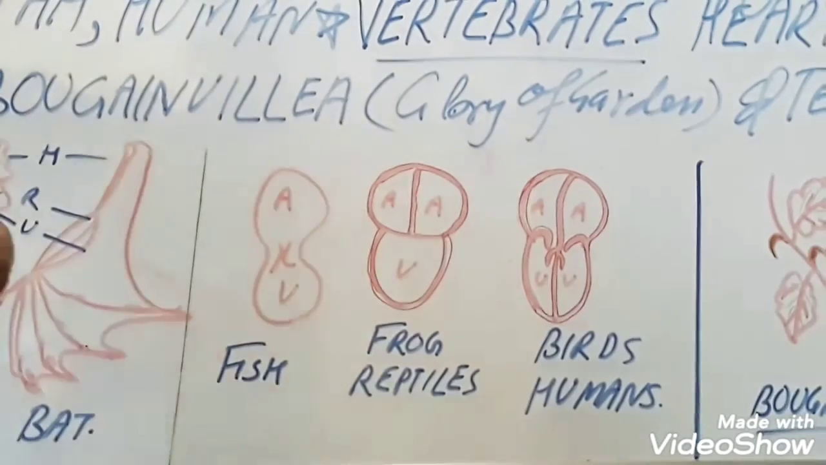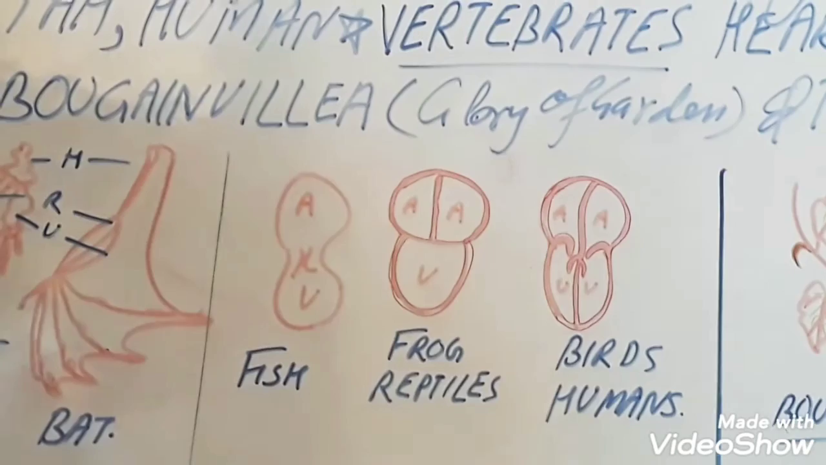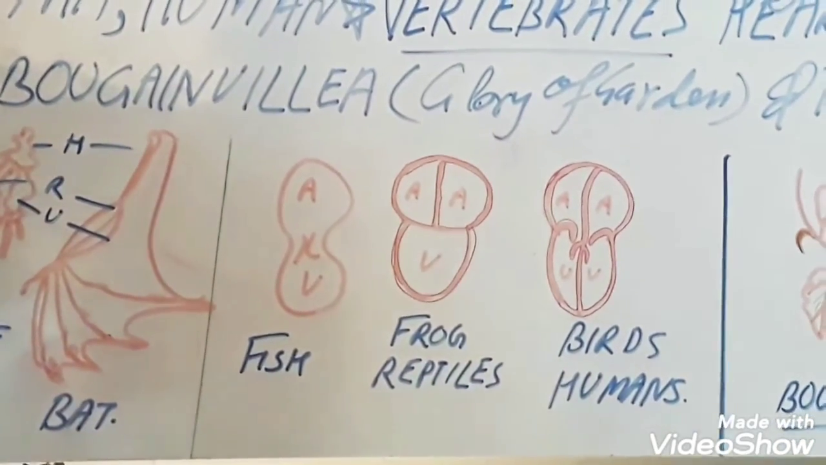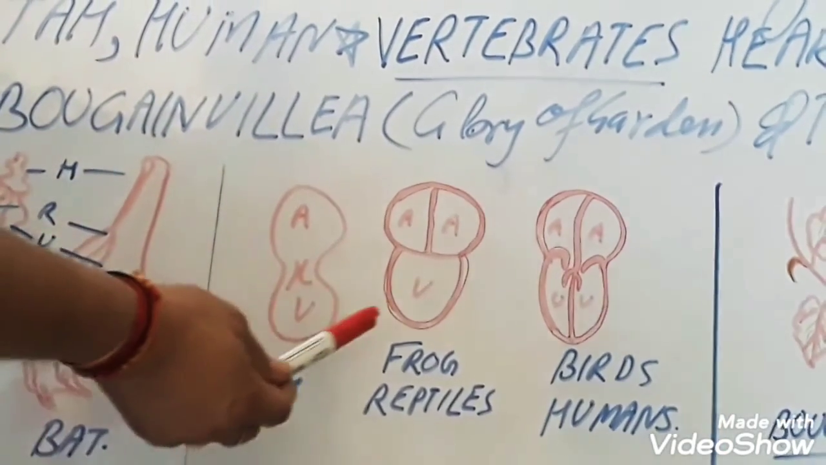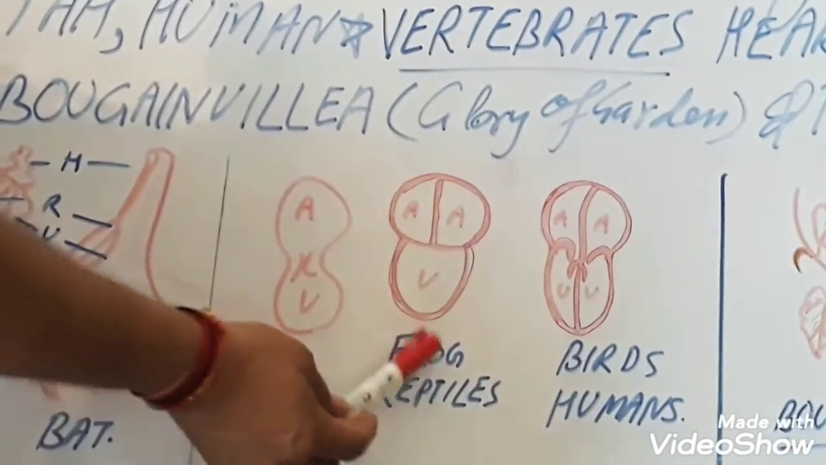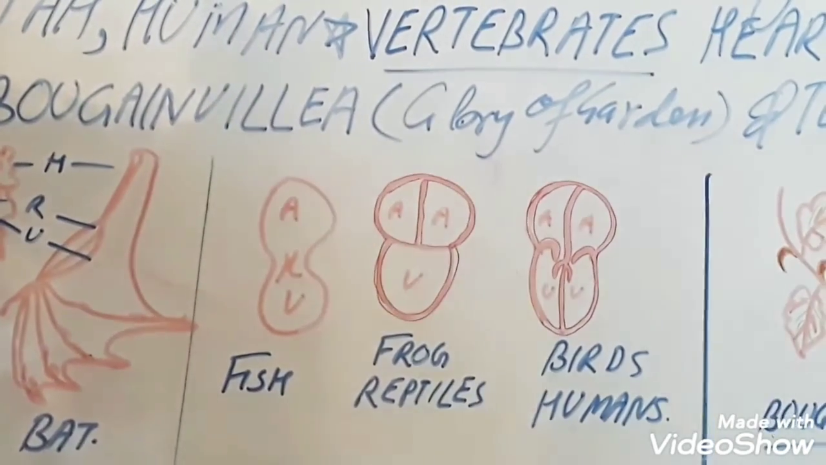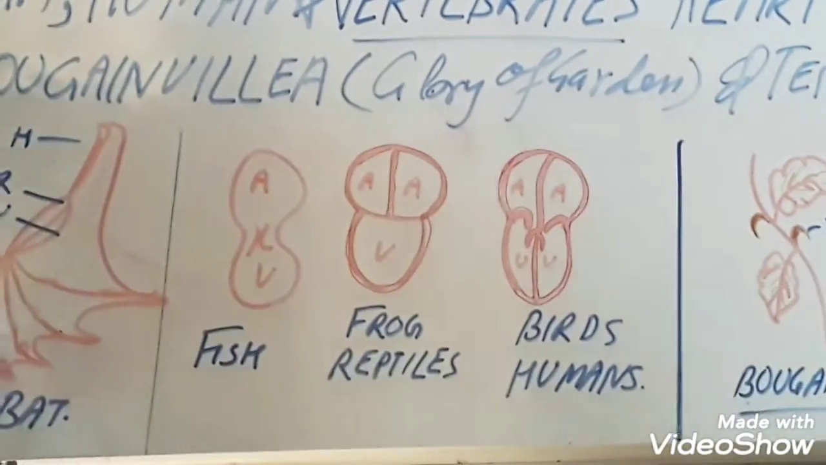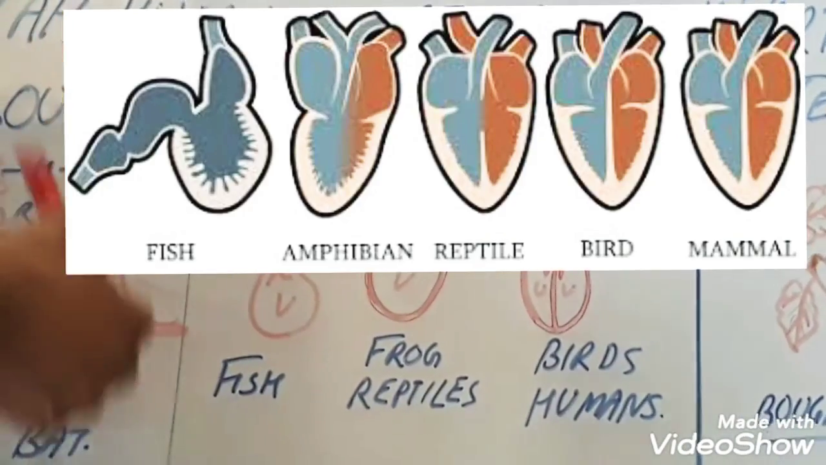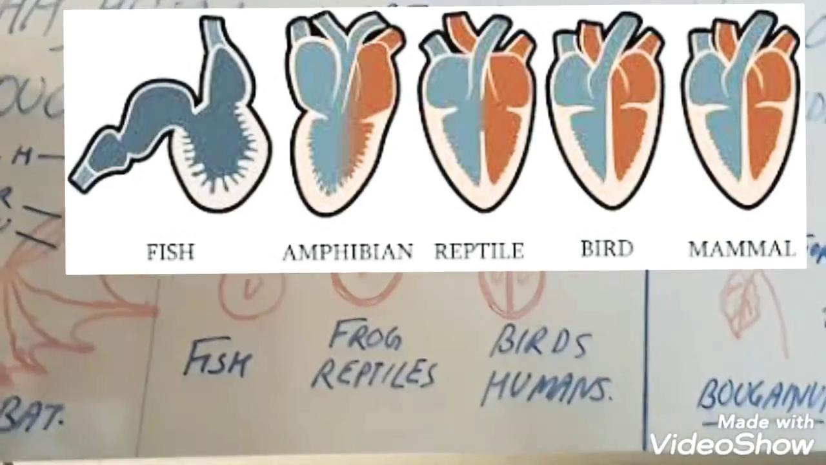Now, what is the difference between all these? The heart of fish, frogs and reptiles does not separate or pump only oxygenated blood to the body. Here, oxygenated and deoxygenated blood mix together. Hence, these animals are cold-blooded animals. While in birds and humans, the oxygenated blood is separated and only oxygenated blood is pumped to the body. Hence, such animals are known as warm-blooded animals.